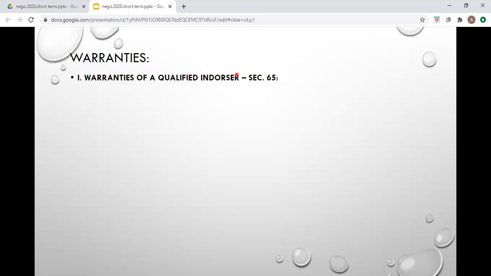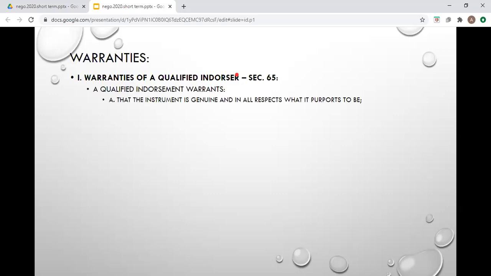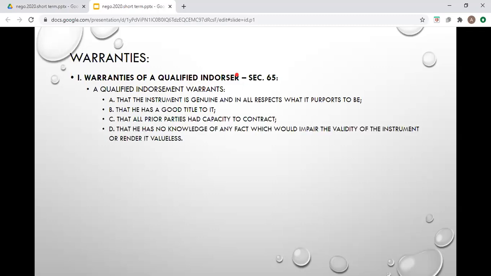So, if you're a qualified endorser, what are your warranties? First, you warrant that the instrument is genuine in all respects what it purports to be, that you have good title to it, that all prior parties had capacity to contract, and that you have no knowledge of any fact which would impair the validity of the instrument or render it valueless. So these are the four warranties of a qualified endorser.